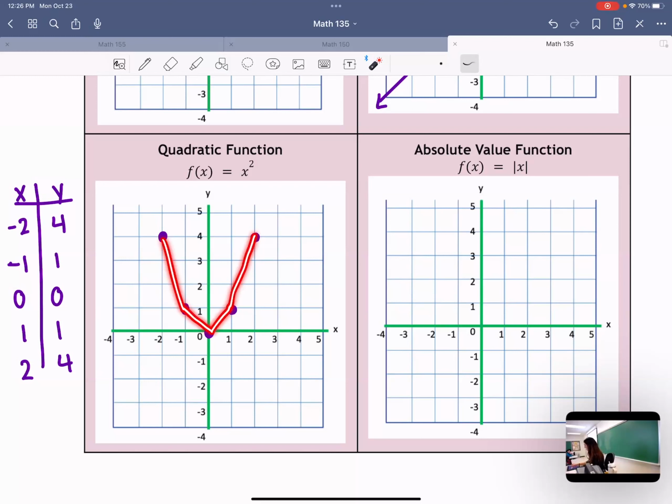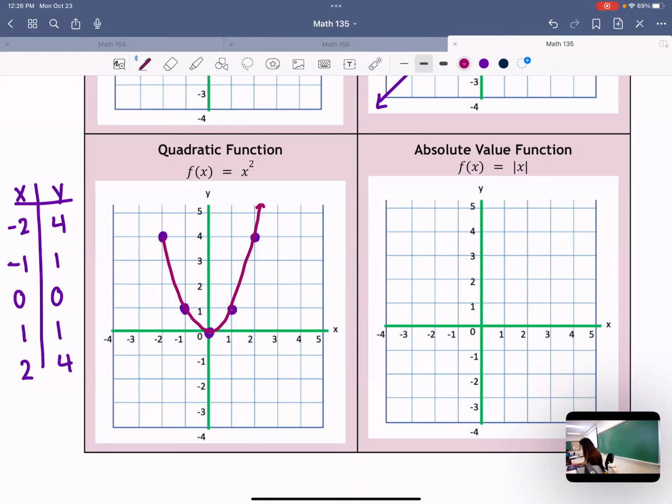Yeah. But if we plotted more points, which we just don't have time for, you would see that this actually has a very curvy shape. It's not jagged or rigid at all. It has a very curved shape and it actually has a U shape to it. Okay. So the quadratic function looks like a U.